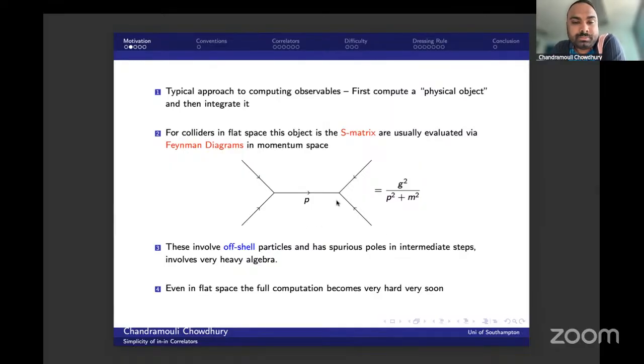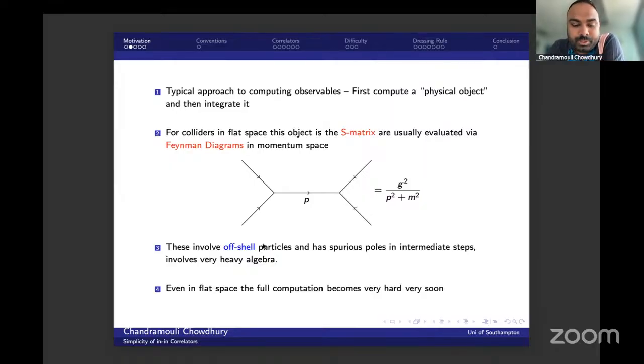Now, such a computation, as you know, a Feynman diagram, takes some simple form like this, where you've got some exchange momentum and the mass of the particle getting exchanged, and you have some coupling constants. Of course, for more complicated theories, this starts looking more complicated. But the basic structure of Feynman diagrams involves what are called off-shell particles, and it often has spurious poles in the intermediate steps, which cancel out once you add everything. But sometimes if you just look at one intermediate step, you might have some pole which you don't like.